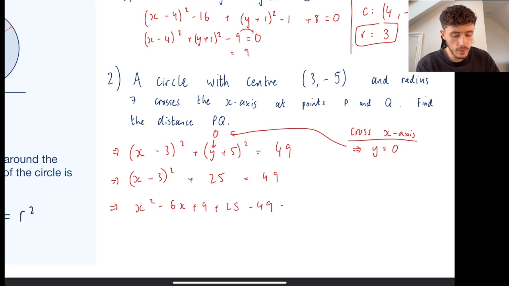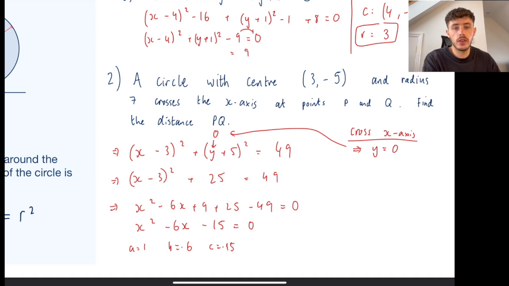We have x squared minus 6x plus 9 plus 25. And then we can also bring the minus 49 onto the left-hand side. And simplifying all that together, we have x squared minus 6x plus 9 plus 25 minus 49. And then the constants will come together to make minus 15. And what we can do is we take the a, b, and c values from here. So a equals 1, b equals minus 6, and c equals minus 15. Plug that into your quadratic solver within your calculator. And we get the two x values are 3 plus or minus 2 root 6.